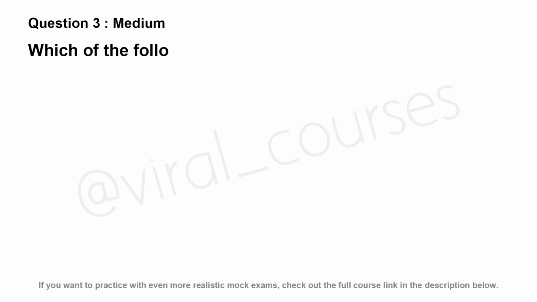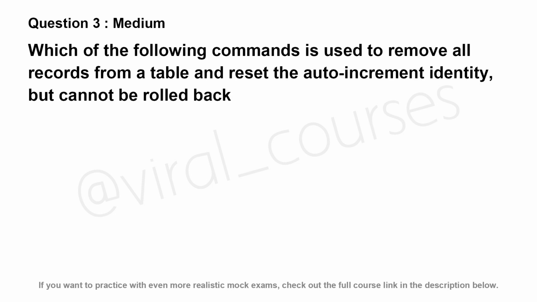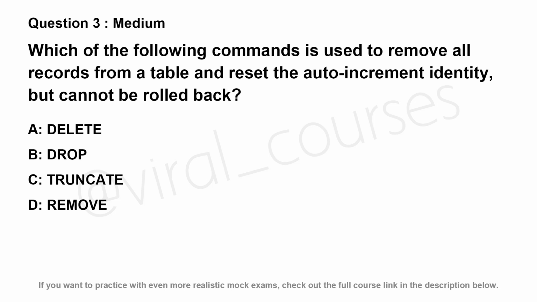Which of the following commands is used to remove all records from a table and reset the auto-increment identity, but cannot be rolled back? Option A, delete. Option B, drop. Option C, truncate. Option D, remove.